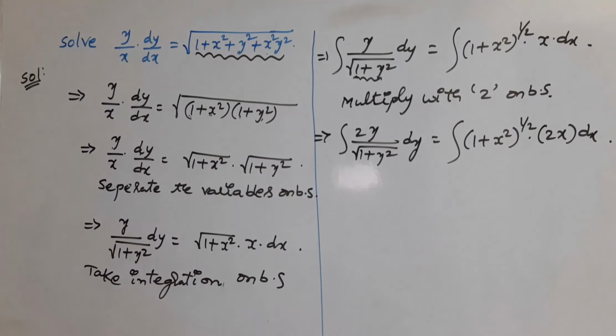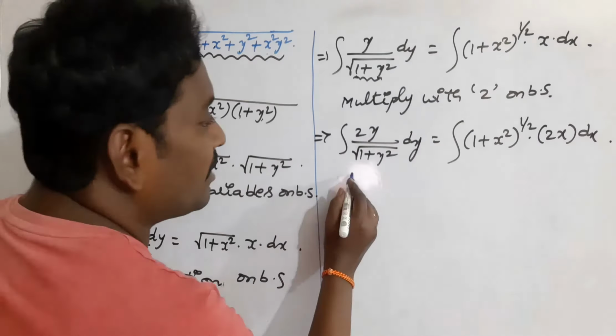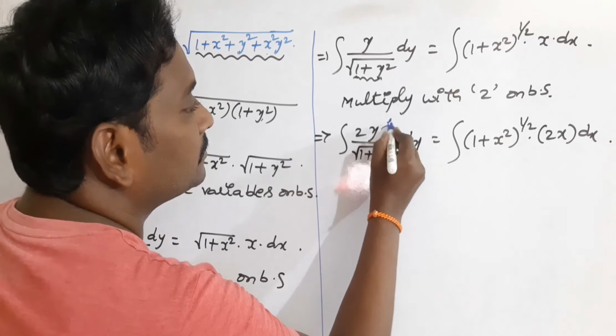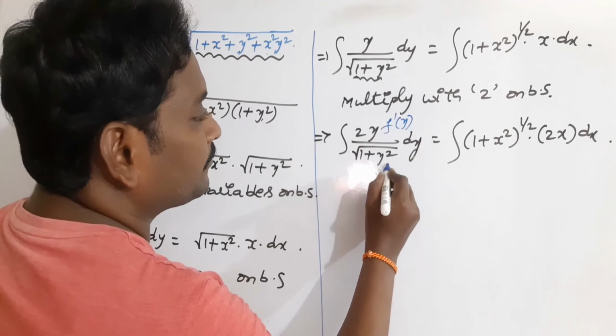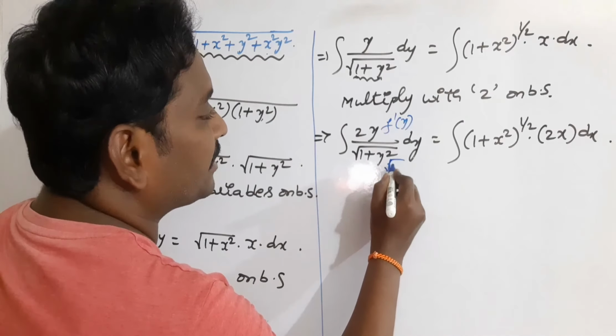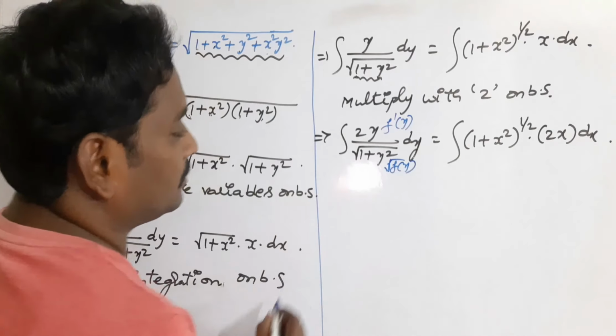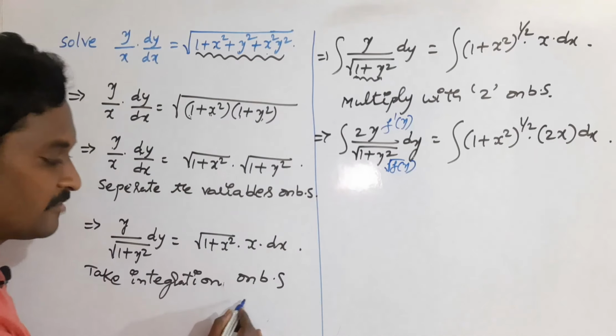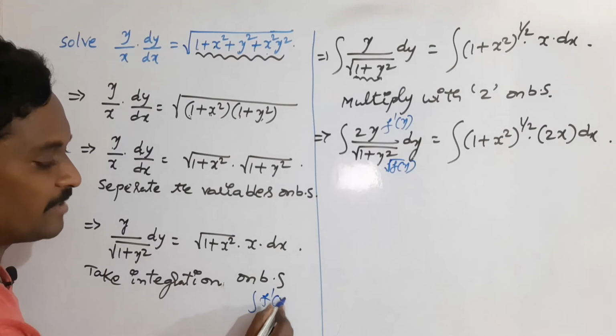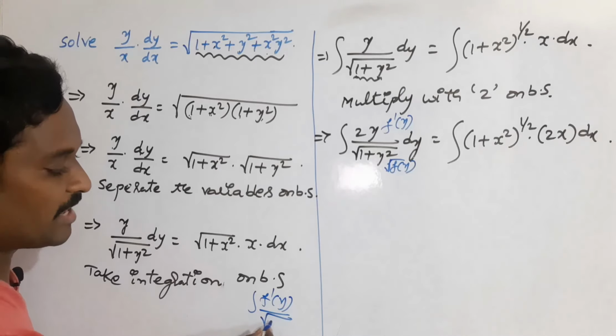Okay. Now look at the integration. Clearly we are observing that this is in the form of integral f dash of y by root over f of y, which is 2 root y. Okay. See here I will write the formula here, integral f dash of y by root over f of y.